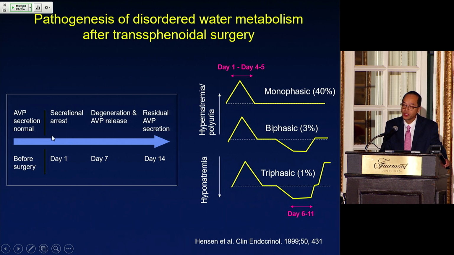So initially after surgery, there is so-called secretional arrest, a brief period of a day or 2 where there's no release of vasopressin at all. And these patients can behave like they have DI. And so usually these patients require some DDAVP post-surgery, and this patient got it, but just for 2 days. About a week or so later, these patients can start to have excess release of vasopressin, and that's due to degeneration of the pituitary stalk and release of preformed vasopressin.